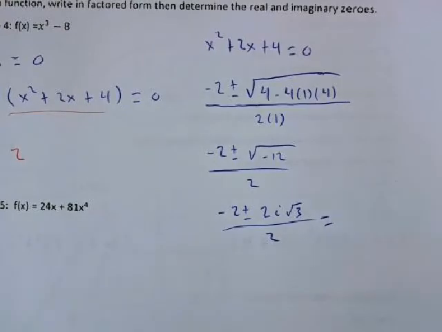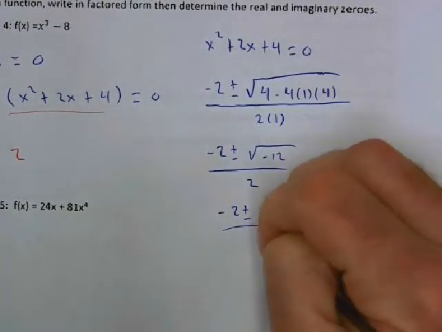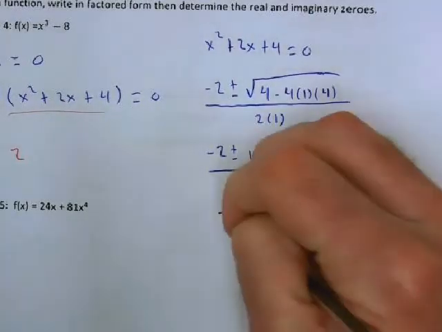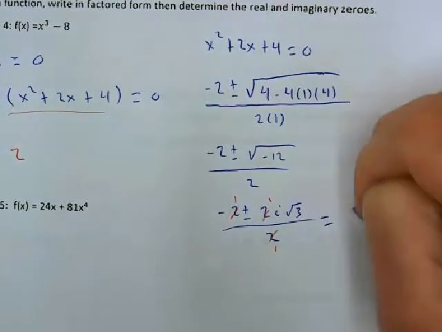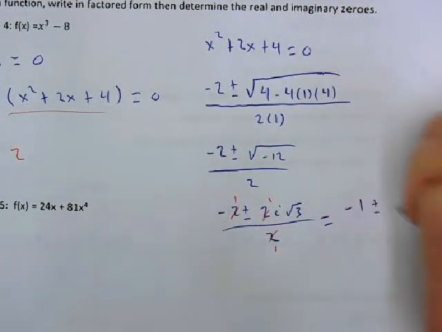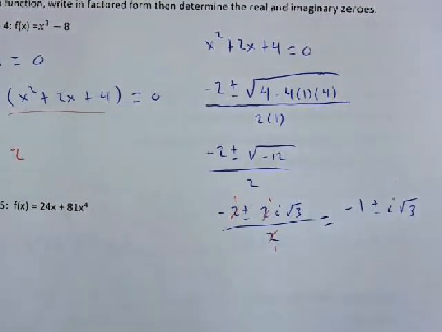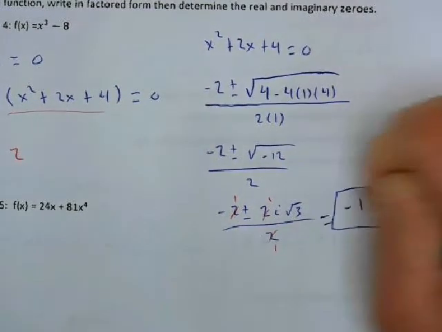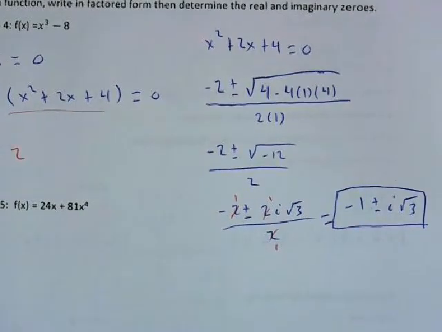We can do our last step to the right here. We just want to reduce everything, divide everything by 2, and we get negative 1 plus or minus i root 3 over 1, which we don't need to write. So then these are our 2 imaginary solutions.